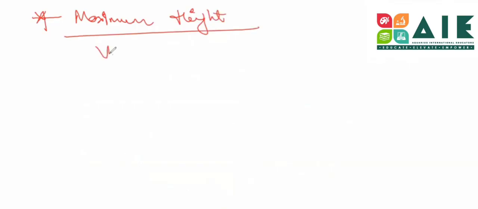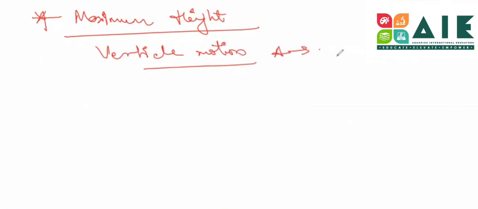What is remaining now? I think the height formula is also coming in your exam, right? Yes, ma'am. So let's calculate maximum height. In height also we can take the same things, that is vertical motion only, because vertically you are having the height. Let's consider from A to B again.